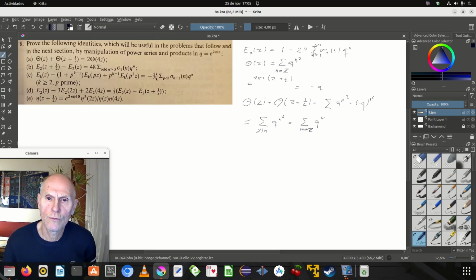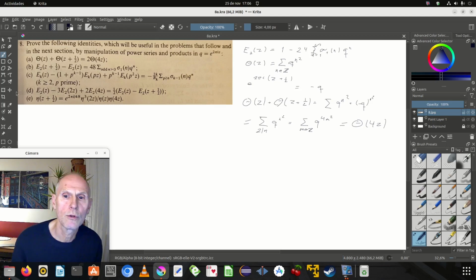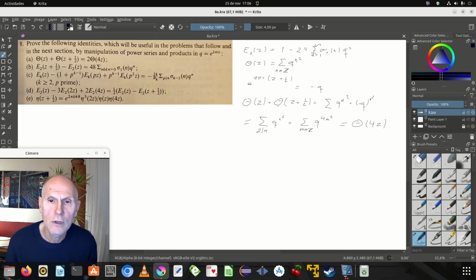That's Q to 4m squared. And Q to 4th, that's Q of 4z, so this is equal to capital phi of 4z. Wasn't that what we should prove? Oh, I forgot the 2. There we go. Well, this was A.